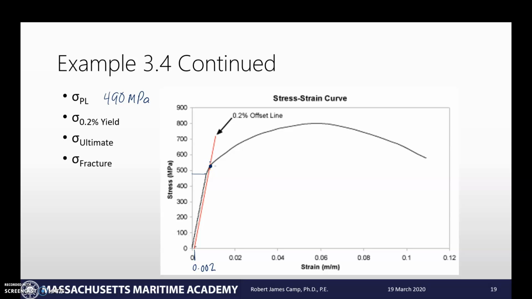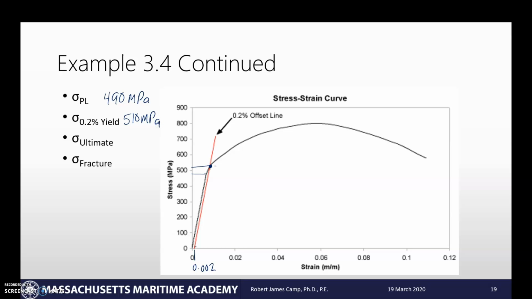The stress-strain graph is crossed by this 2% line right there. That is what we define as our yield stress. So in this case, we're just on the other side of 500, so we'll say the yield stress is 510. So once again, just reading it off the curve.